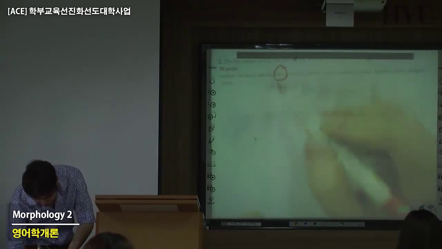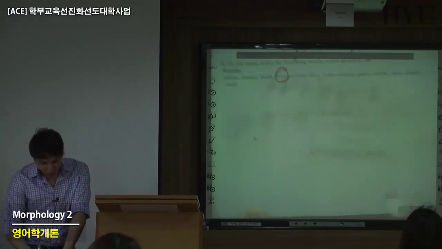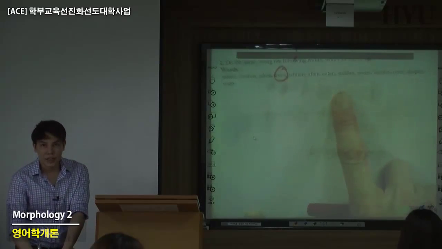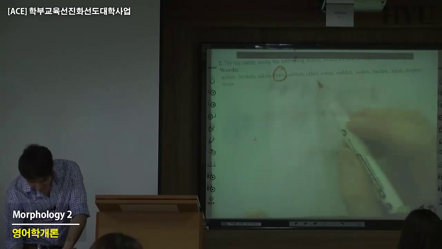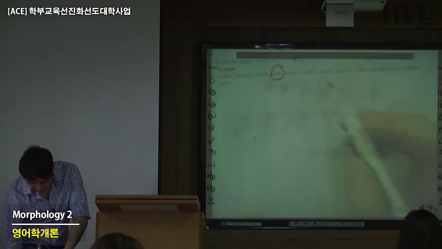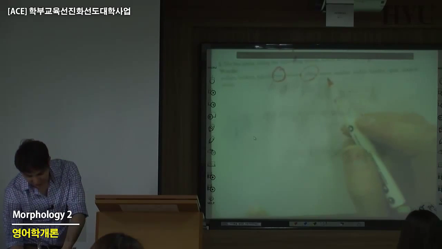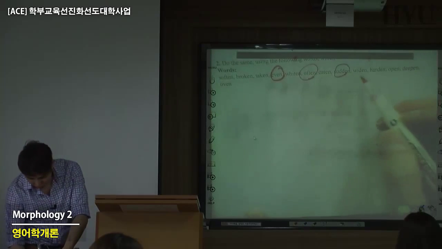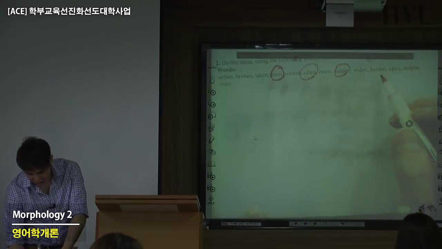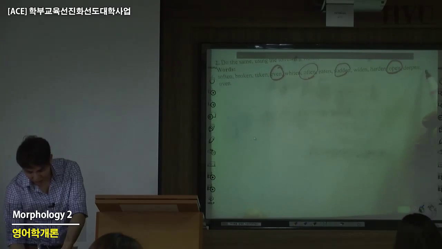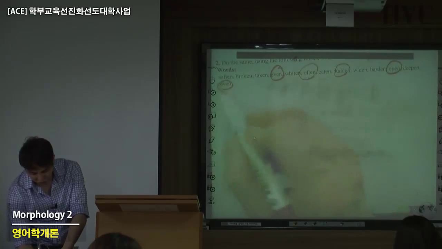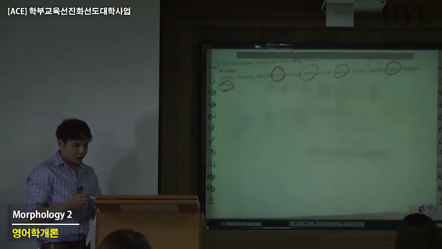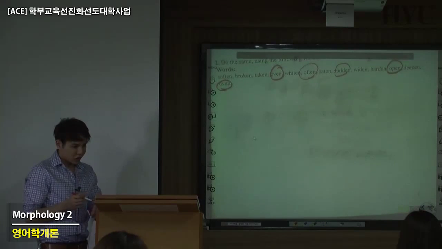Whiten, yes, white and EN, right? Often, no. Eaten, yes. Sudden, no. We don't have sud, right? Widen, yes. Harden, yes. Open, no. We don't have ope. Deepen, yes. Oven, no. Okay?